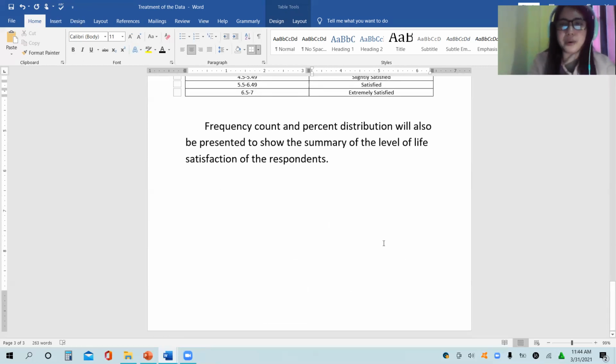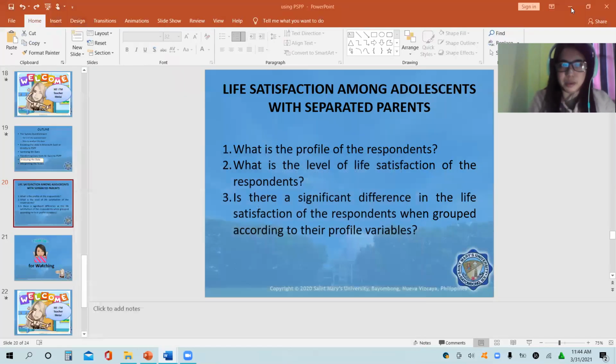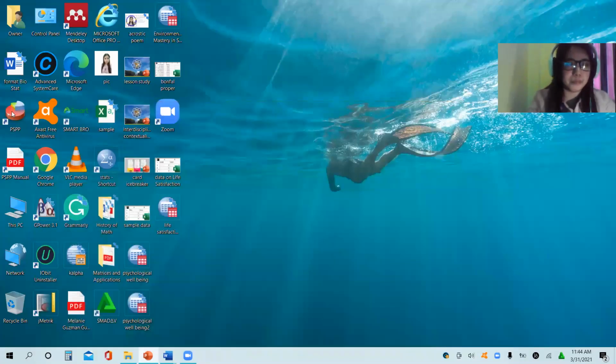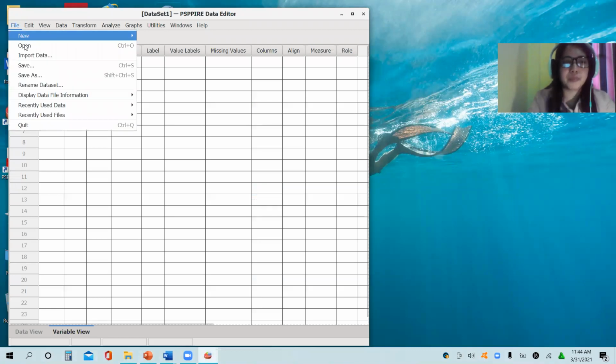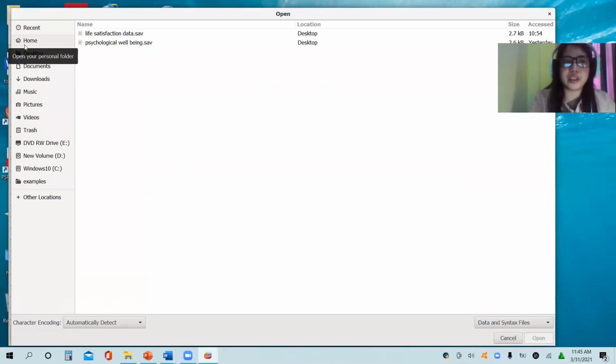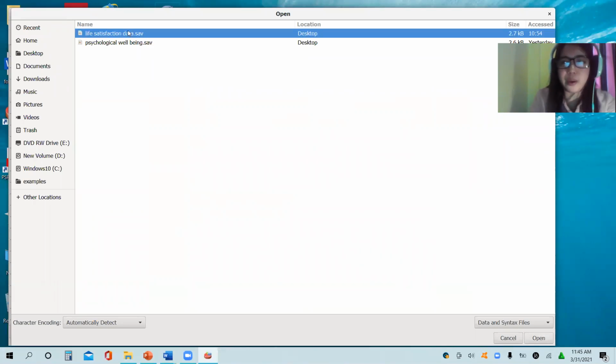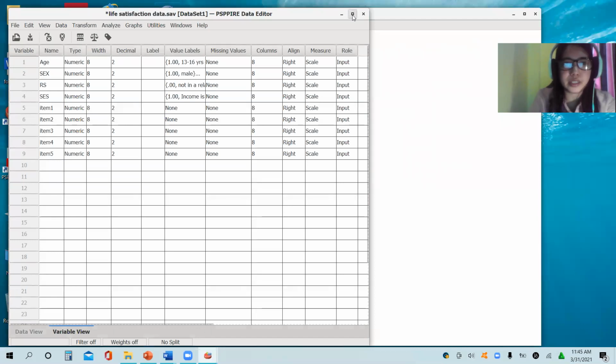Now let us open our data in PSPP. To open that, you need first to open your PSPP. So let us go to the PSPP. Let's double click our PSPP. File, open. So make sure that you know where you saved your data. So file open. Our data is entitled life satisfaction data. So this is our data. So click open.